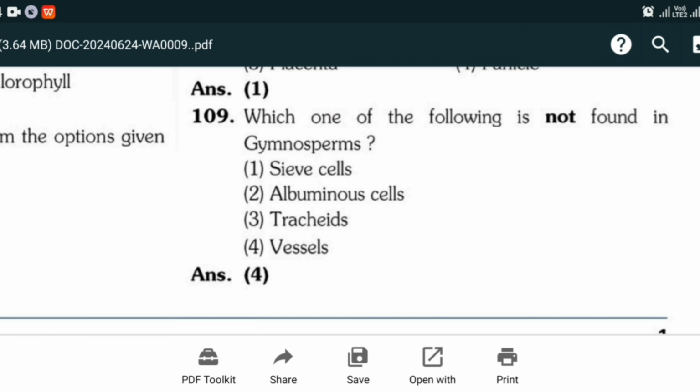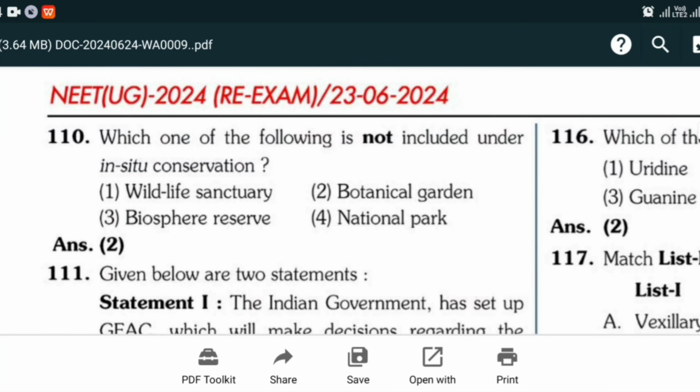Angiosperms means vessel containing plants. So that's why vessels are not seen in gymnosperms. So the answer will be the fourth option. Next, which one of the following is not included under in situ conservation? Botanical gardens are not included, because botanical gardens come under ex situ conservation.